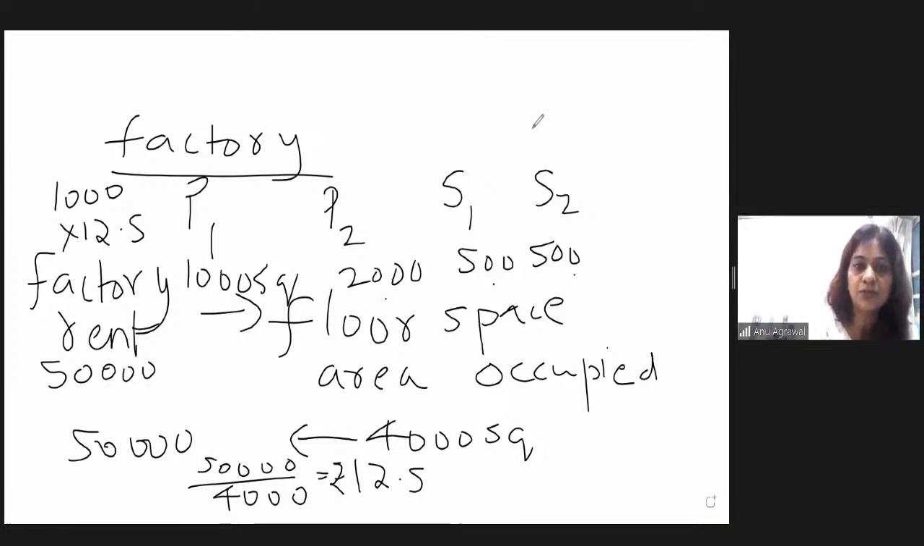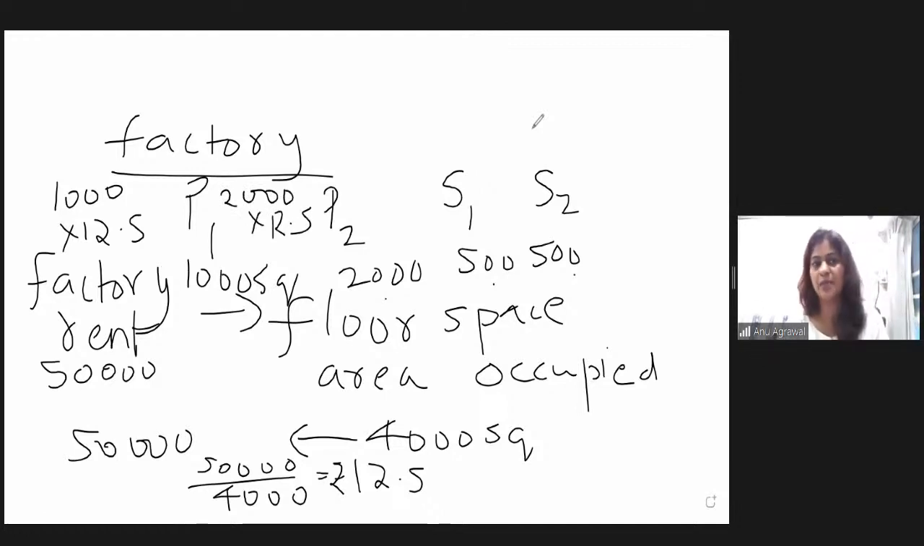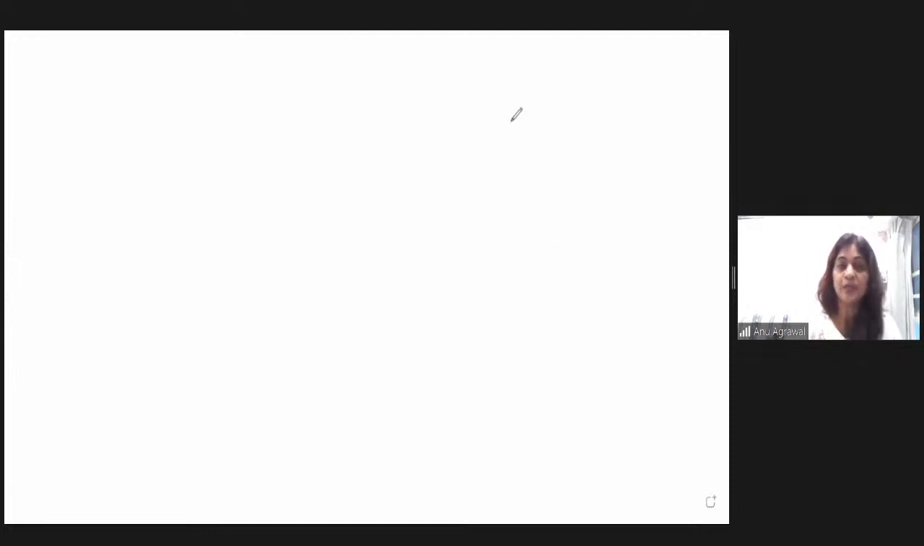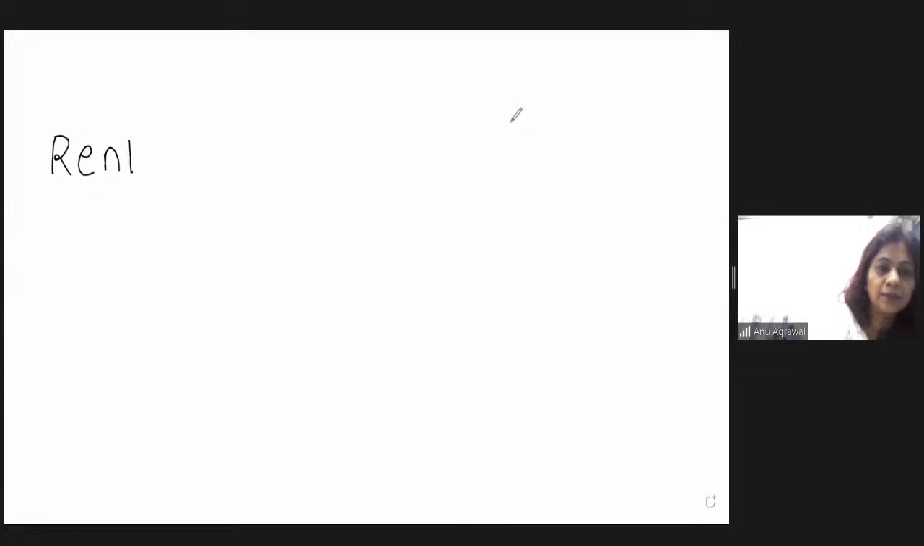P2 occupies 2000 square feet area. So we should be doing it 2000 into 12.5. Yes. Similarly, for S1, we should be dividing 500 into 12.5 and S2 500 into 12.5. So I clear my screen now. So according to you, rent we should divide on the basis of floor space area.